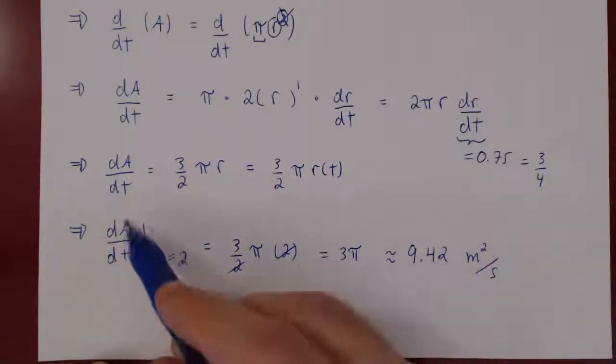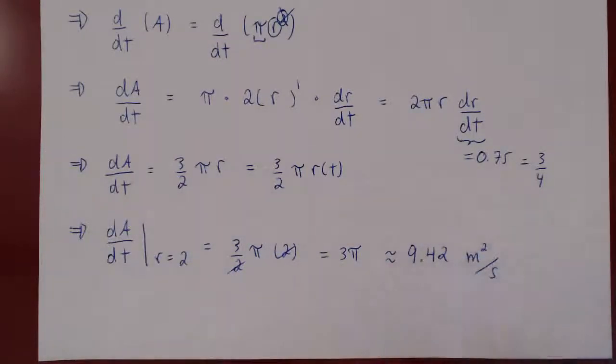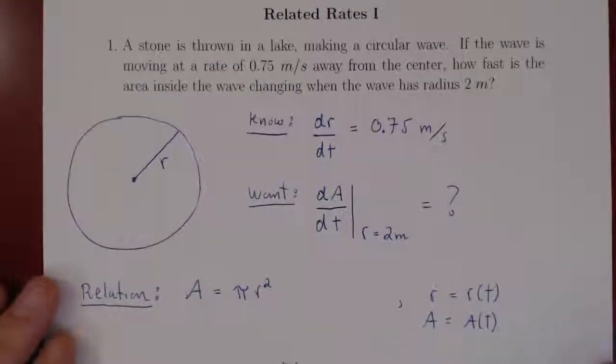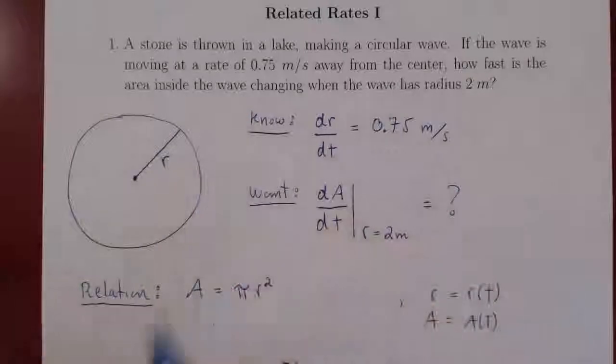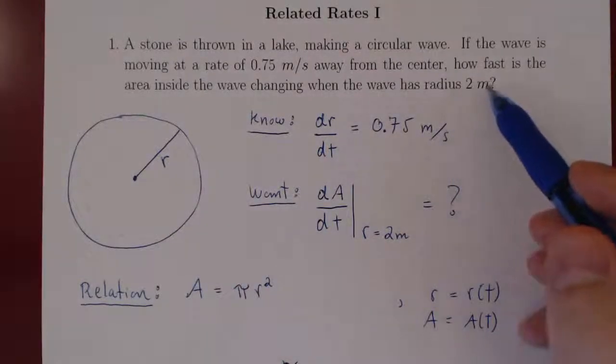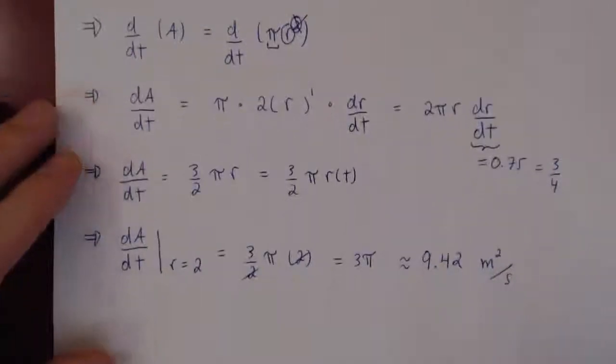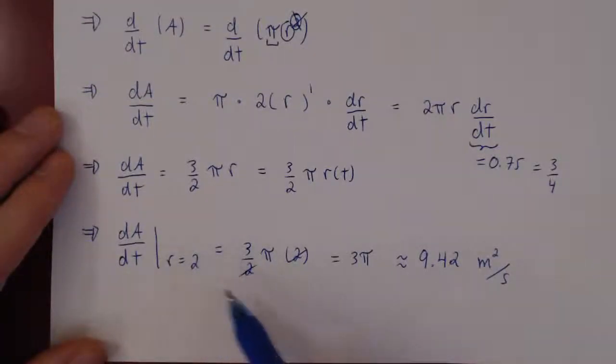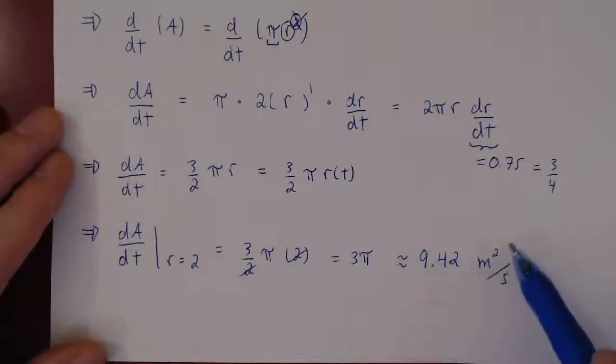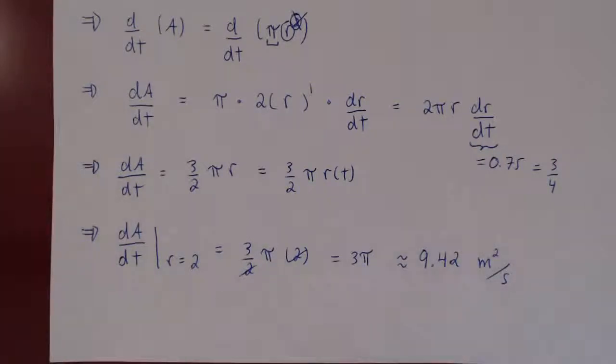And if you notice, we have a positive rate of change, which matches the situation. If the rate of change of a quantity is positive, that quantity should be increasing. And it's clear from the problem. As time goes on, the wave is getting bigger and bigger and bigger, and when the radius is 2 meters, the area is increasing at that time at a rate of 9.42 meters squared per second.